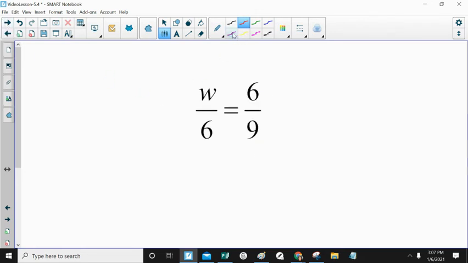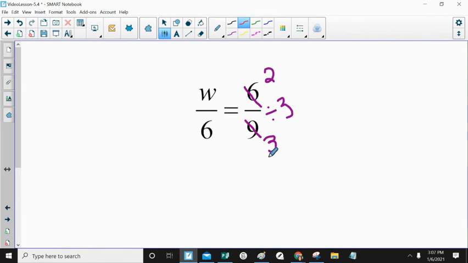With our last example, 6 over 9, I'm going to simplify that ratio. I know that both of these numbers are divisible by 3. When I divide 6 by 3, I'm going to get 2. 9 divided by 3 is going to be 3.